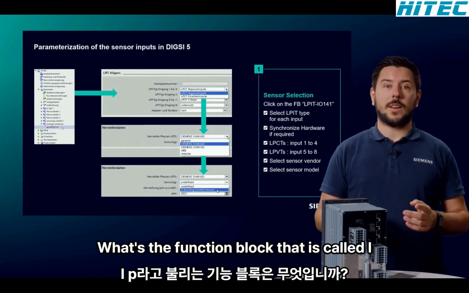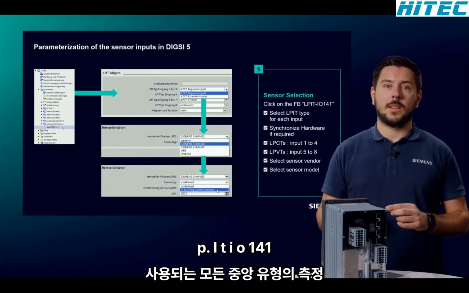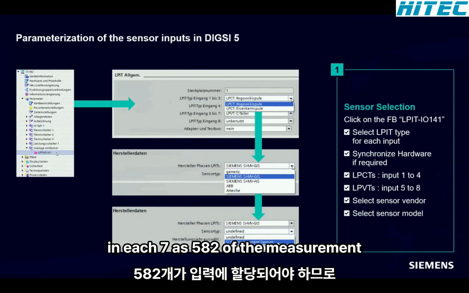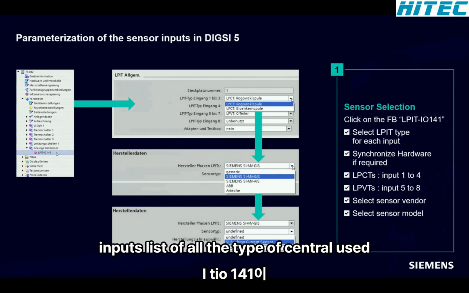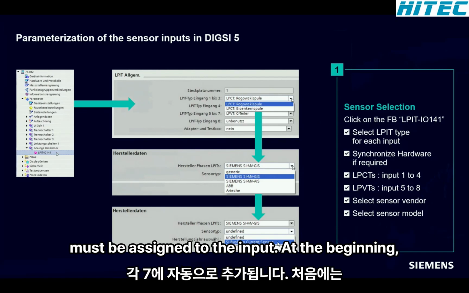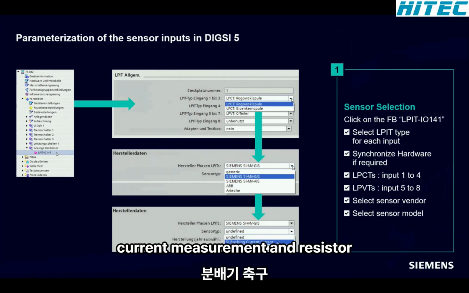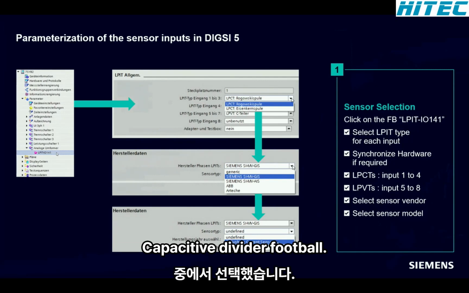First of all, the function block that is called LPIT IO141 is automatically added in each 7SY82. This is where the setting of the measurement inputs takes place. First of all, the type of sensor used must be assigned to the input groups. As described at the beginning, there is a choice between Rogowski coil and iron core coil for current measurement and resistive or capacitive divider for voltage measurement.